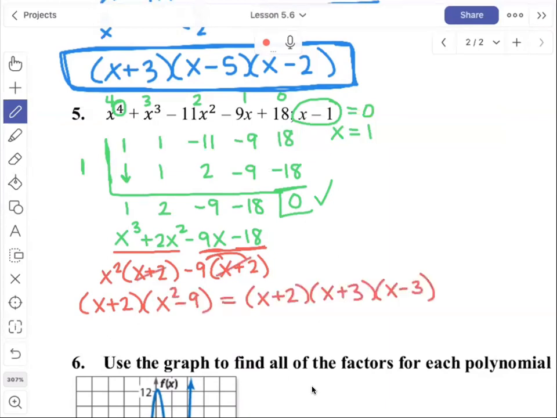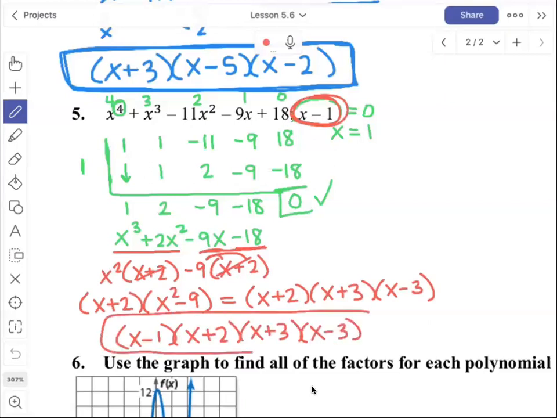All right, so my final answer is I'm going to take my original one, x minus 1, and multiply that with the remaining factors. So this right here, guys, is our final answer. Okay, any questions there?